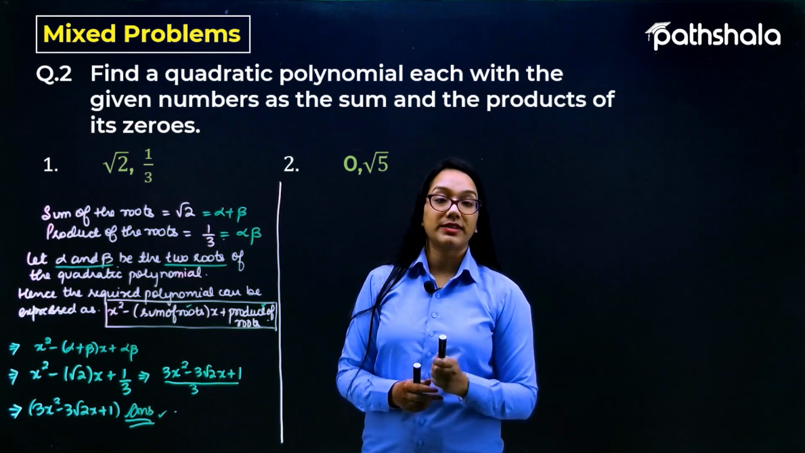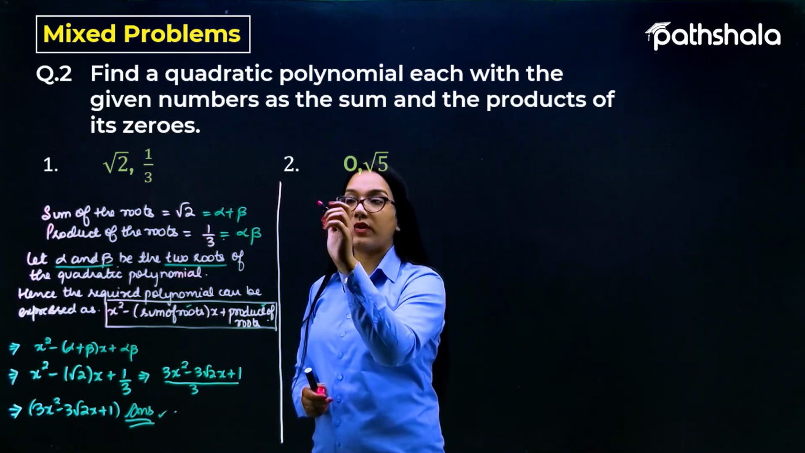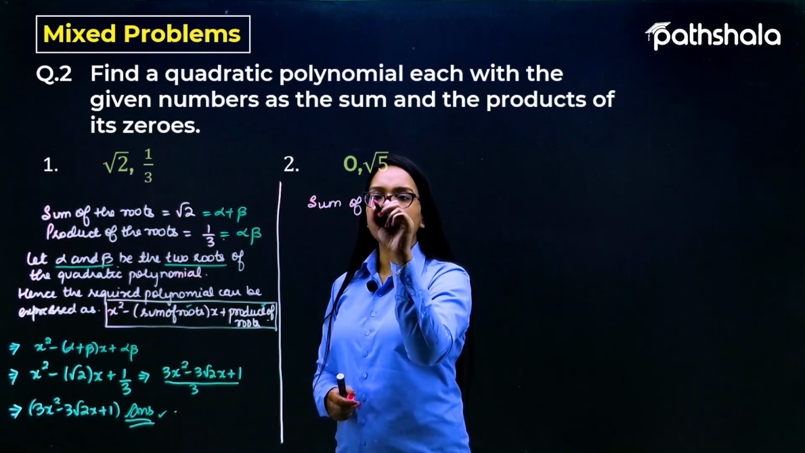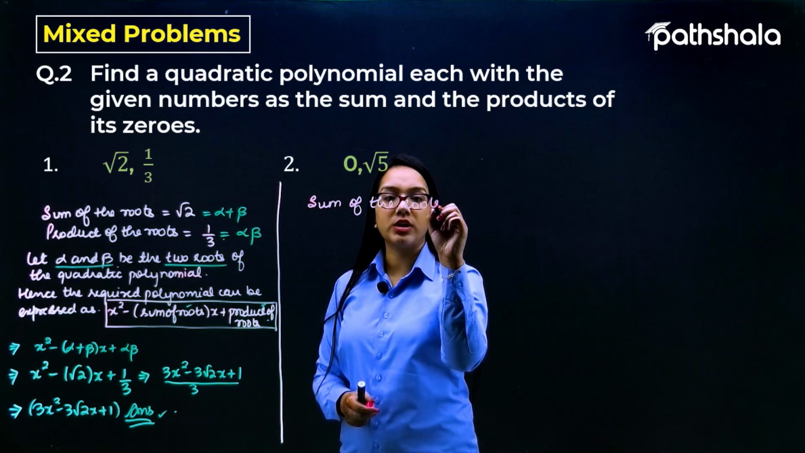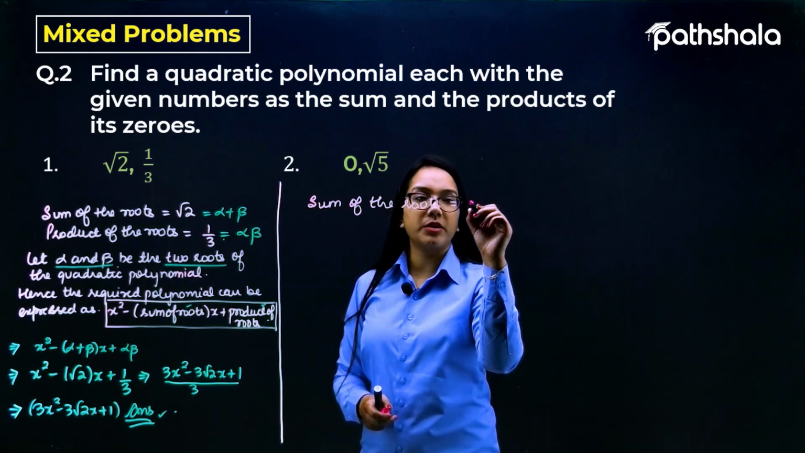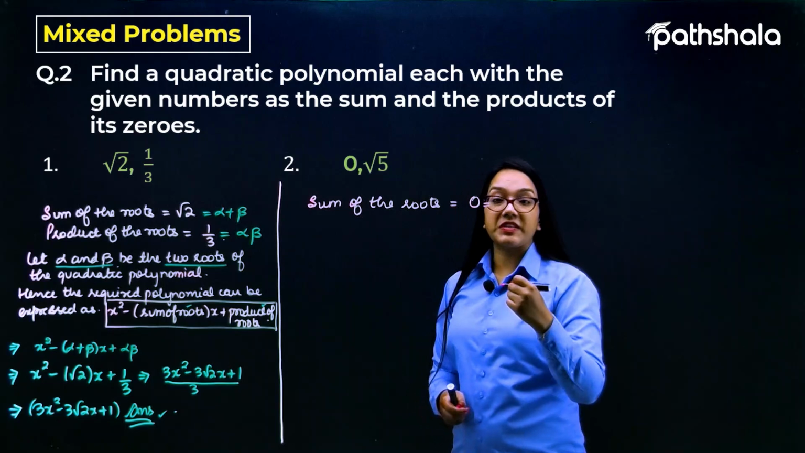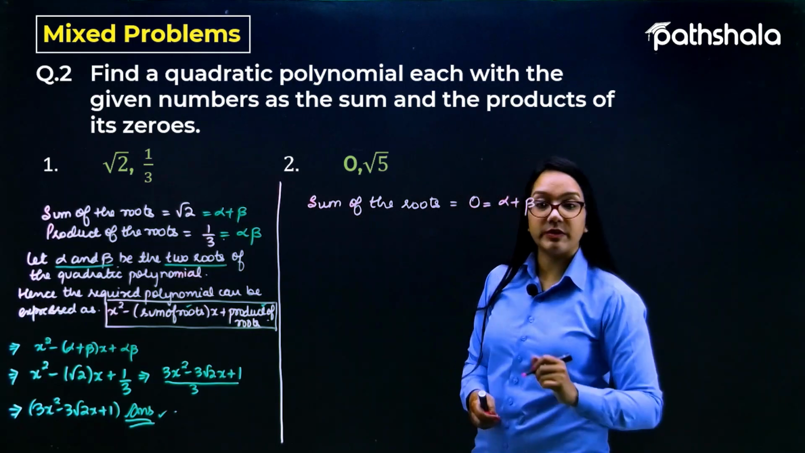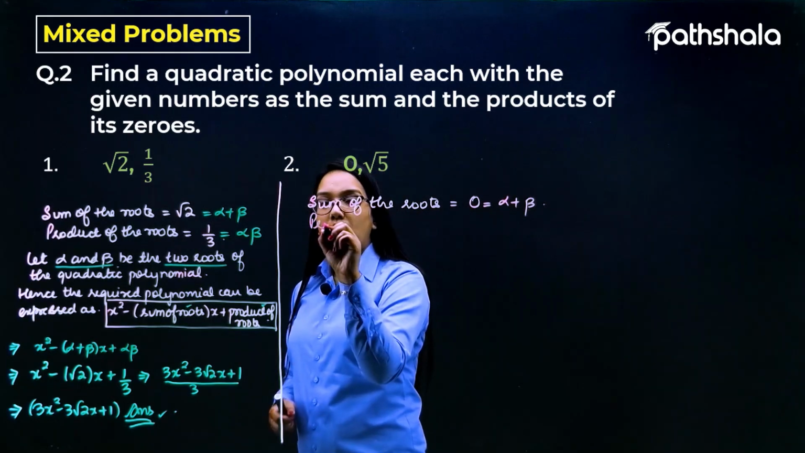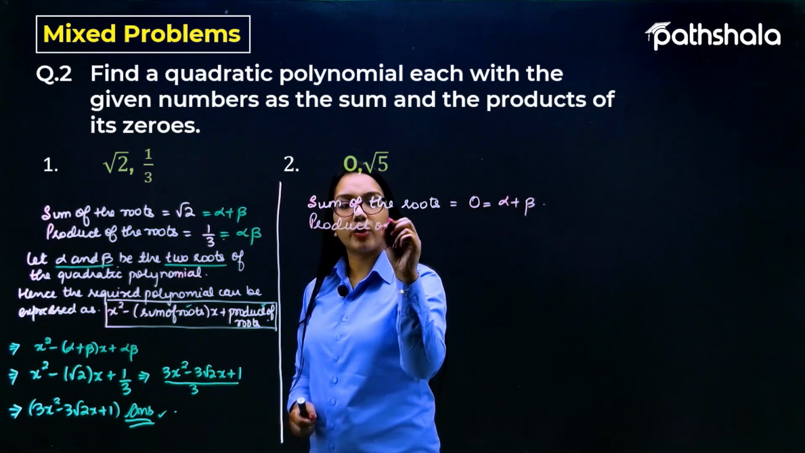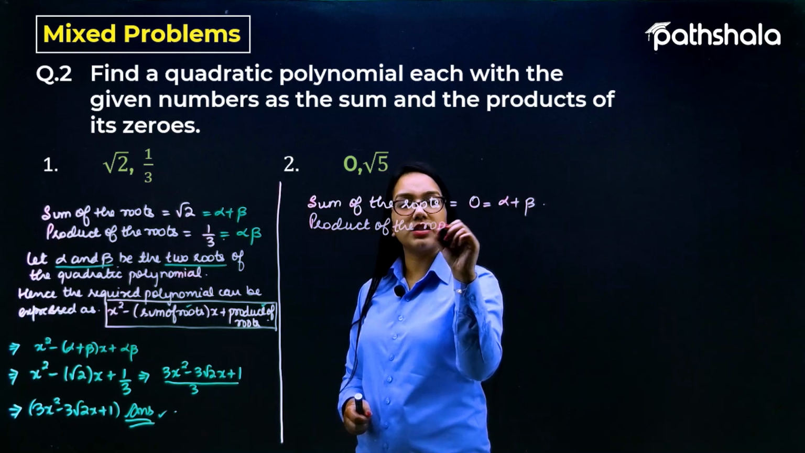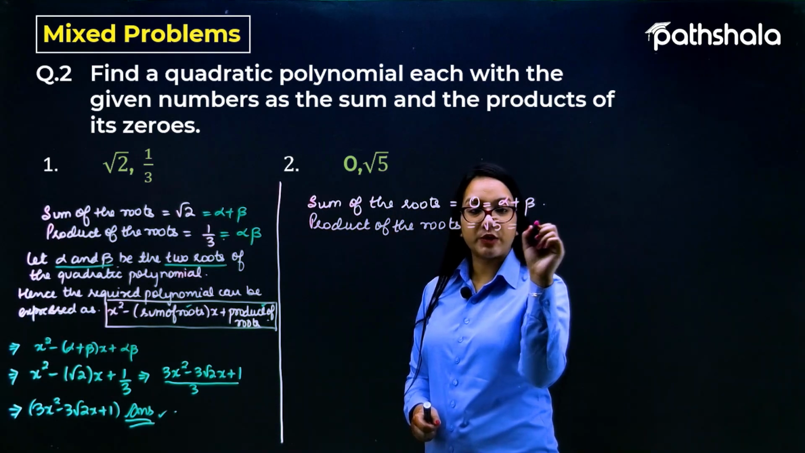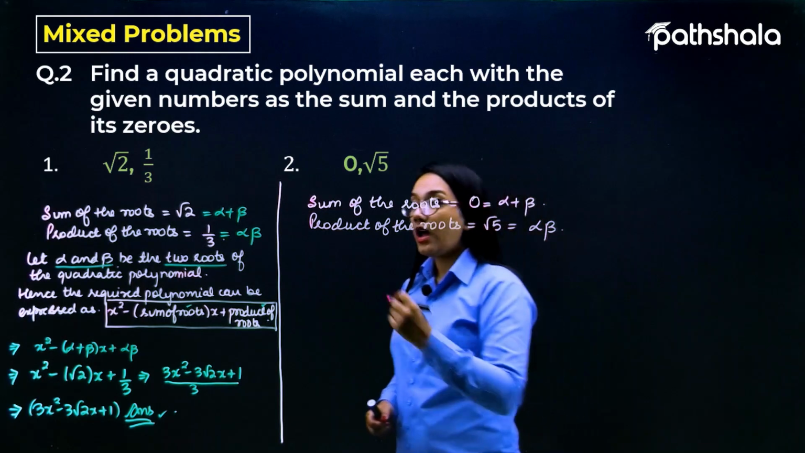Now let's talk about the second part. In the second part, the sum of the roots is given to us, which is equal to 0. We can express it as alpha plus beta. Further, the product of the roots is given to us, which is root 5. We can express it as alpha into beta.